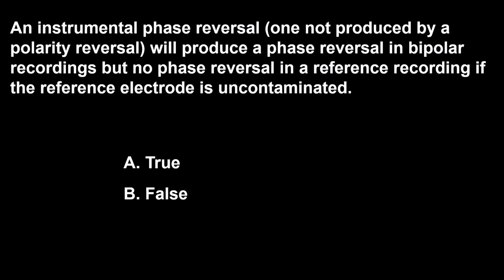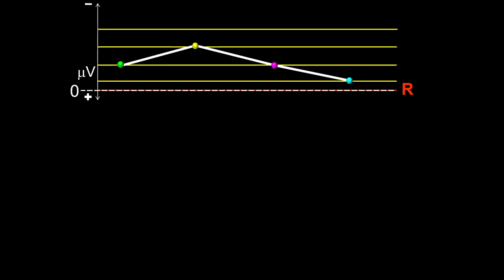An instrumental phase reversal, one not produced by a polarity reversal, will produce a phase reversal in a bipolar recording, but no phase reversal in a reference recording if the reference is uncontaminated. A true, B false. This voltage graph depicts a negative field with maximum at the yellow electrode. The reference again is the neutral point, thus at the minimum of the field.